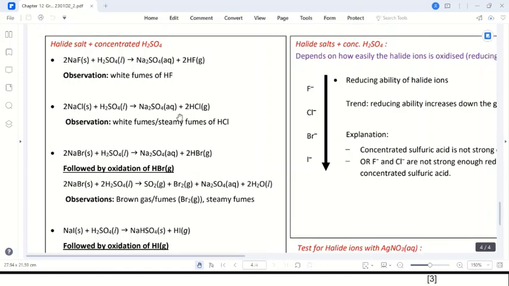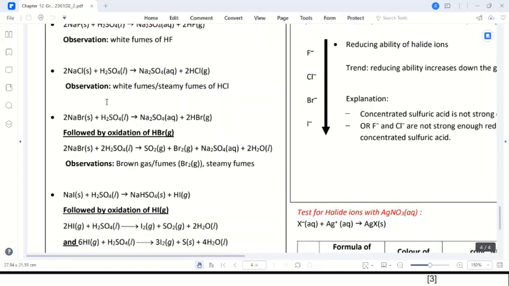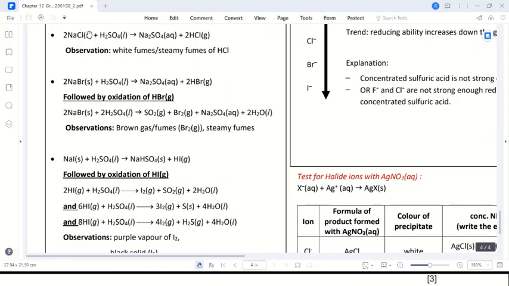Now, if you can remember, halide salts will all react with concentrated sulfuric acid, but whether a further reaction will occur after the first step or not depends on whether concentrated sulfuric acid is strong enough as an oxidizing agent to oxidize the product in the first step. So let's look at sodium chloride. It will react with concentrated sulfuric acid to form hydrogen chloride, HCl.